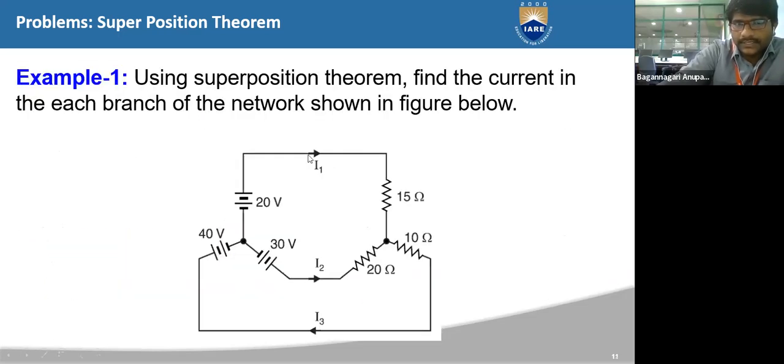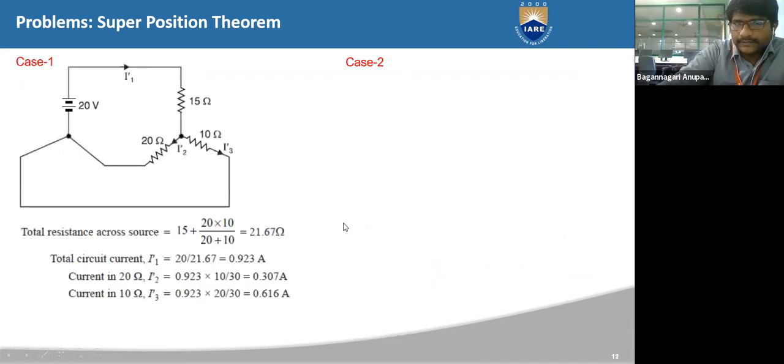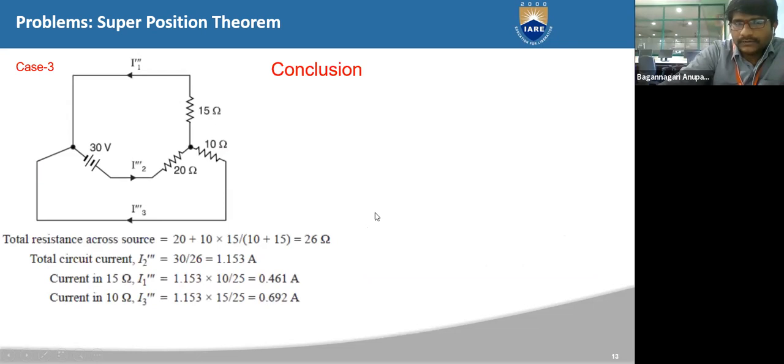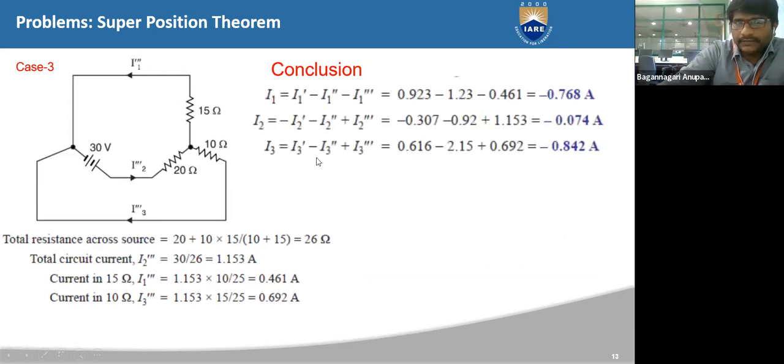What was asked? The magnitude of current in this direction: I1, I2, I3, right? So let us see how you get these values. We already got the values of three currents. So what is the conclusion we can make? What is the total current for I1? We took it as I1 dash minus I1 double dash minus I1 triple dash.